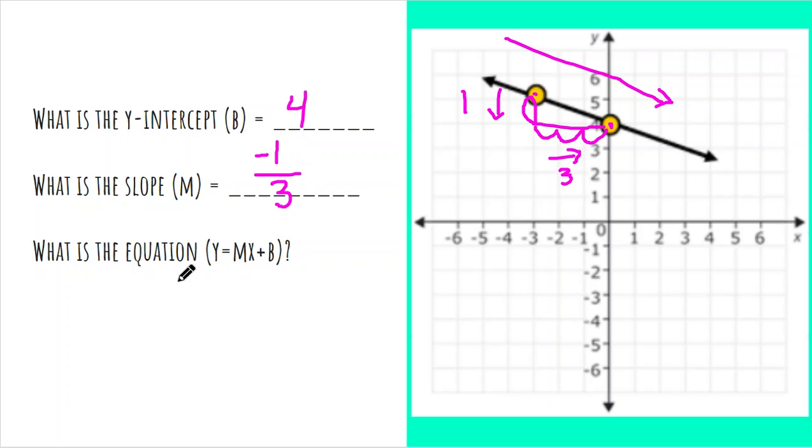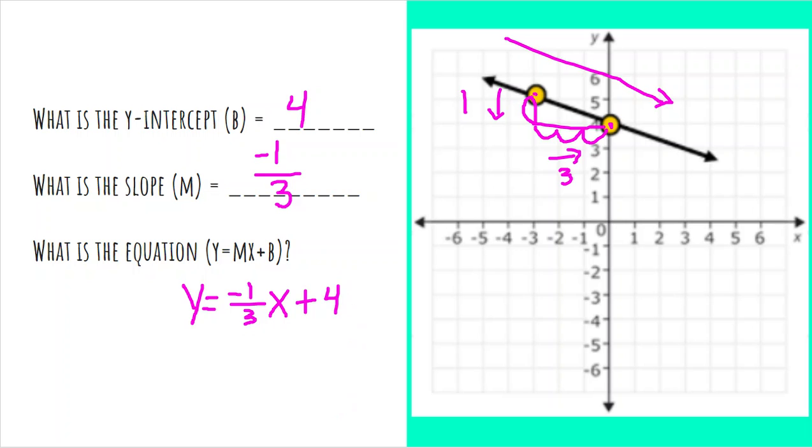So what's my equation? Well, my equation is y equals, it's always going to start with y equals. And now my slope, my m, goes next, negative 1 over 3. Slope is always attached with the x. And now I have to write my b. And my b was 4. It's a positive 4, so I put a plus 4.